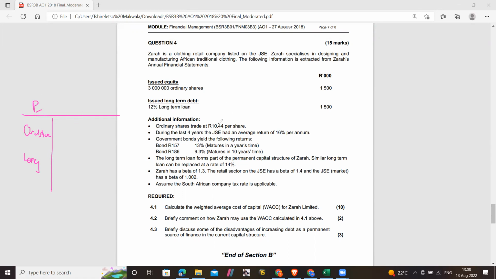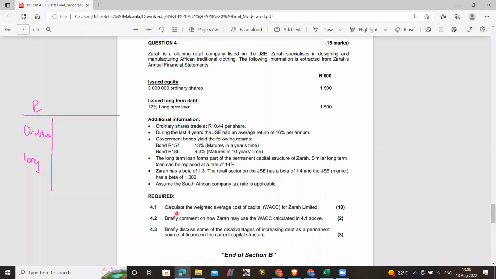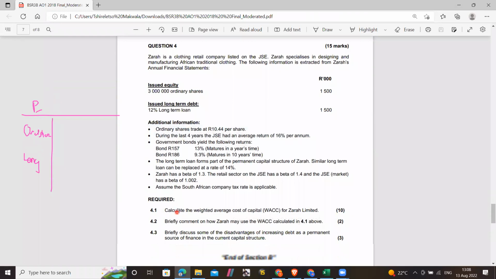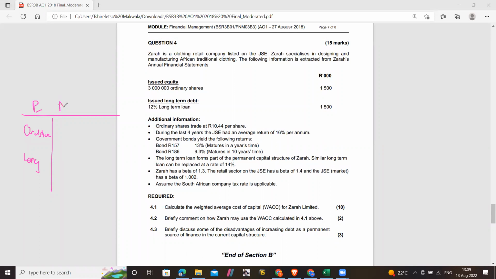And then let's look here that they gave us the capital. Okay, that's step 1. So what is step 2? Step 2 says determine the weights using the capital structure. But there's no capital structure given. Because there's no capital structure given, we have to firstly calculate or use market values.